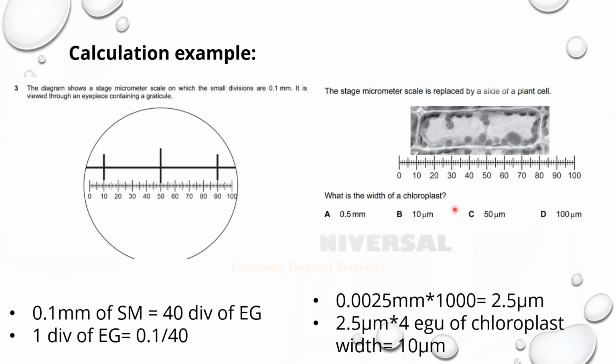Now, they ask what is the width of the chloroplast? This is the chloroplast, this is that guy. If you check the width, it is about 4 tiny divisions. So if one eyepiece division is 2.5, 4 will be what? 2.5 times 4 gives us 10. So the size is 10 micrometers.